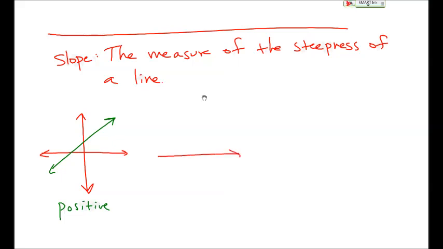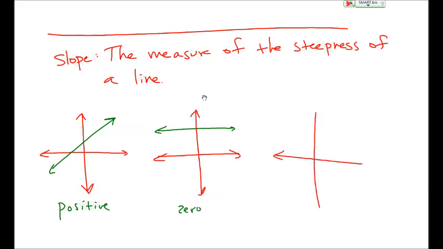This line would have a slope of 0 because left to right there is no steepness. And this one, left to right, is going down, so it's negative. So that's the basic idea of slope. It's the measure of the steepness of a line.